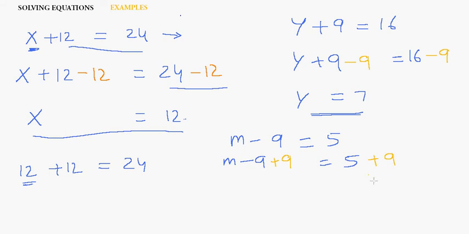Adding or subtracting the same number on each side of the equation will not change the value of the equation. Now we have here m equals 5 plus 9 is 14. Therefore, m equals 14 is the solution of this equation.